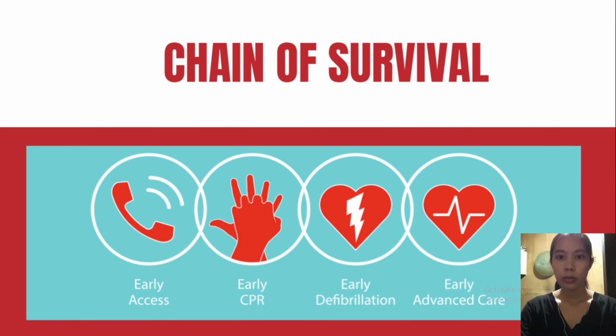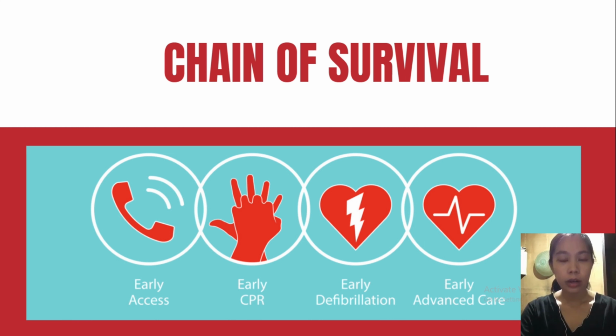The chain of survival. The first link, or early access, is initiated immediately after the patient collapses. It entails calling the local emergency number as quickly as possible and giving the hotline as much vital information as you can about the emergency. The second link, or early CPR, is initiated while waiting for the arrival of emergency medical service personnel who are trained to provide care. The probability of survival approximately doubles when it's done before the arrival of EMS.